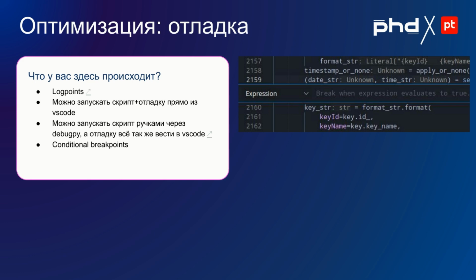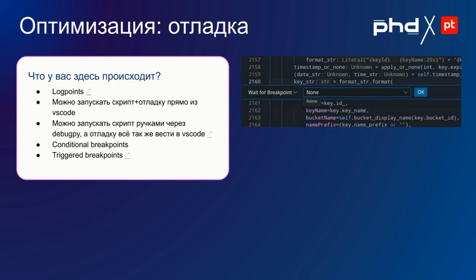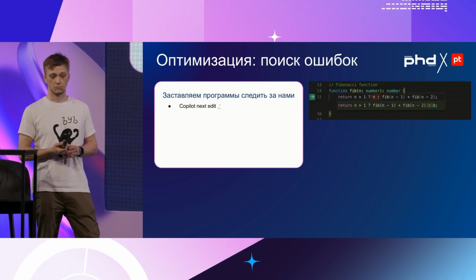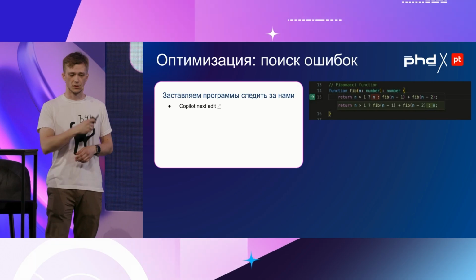We have conditional breakpoints. This is when breakpoints fire off at a given condition. If iteration equals something, then it is triggered. The triggered breakpoints. If a given breakpoint is triggered, another one will be triggered.